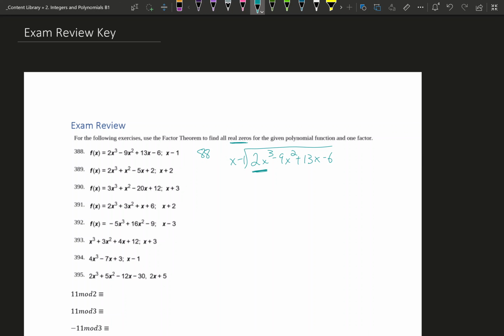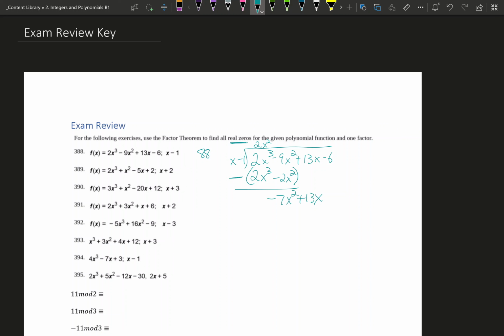So what we're doing here is dividing 2x to the third by x, and our quotient here is going to be 2x squared. Then we take that 2x squared and multiply it by our entire divisor, so we will end up with 2x cubed minus 2x squared. Then we are going to subtract this entire row. I like doing it this way because it mirrors subtraction in that step when you're doing long division with just integers. So we have negative 9x squared minus a negative 2x squared, so we end up with a negative 7x squared, and we'll bring down that 13x.